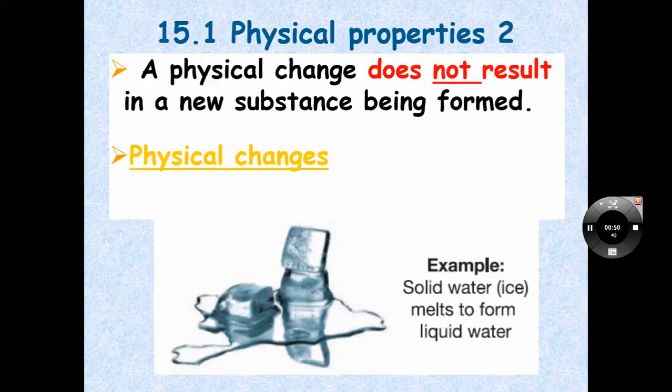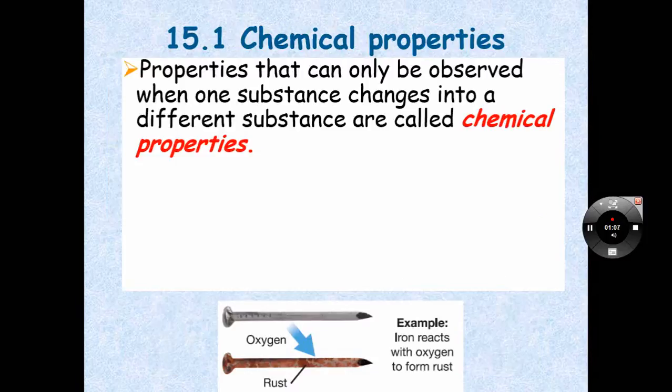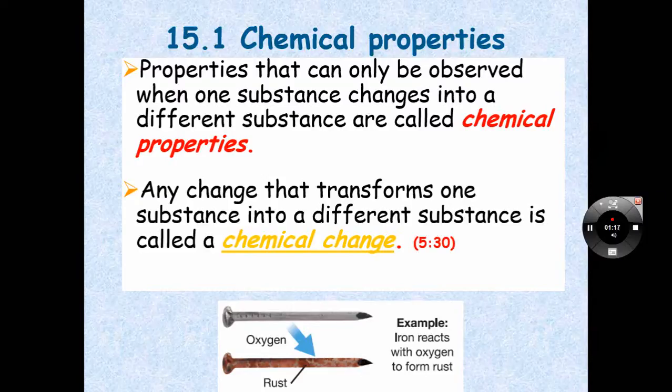Now, a physical change does not change it into a new substance. It's kind of like this water you see here. The solid water is melting and becoming liquid water, but all along it's still water. Properties that can only be observed when it's turning into something brand new are called chemical properties. So any change that transforms one substance into a different substance is called a chemical change.